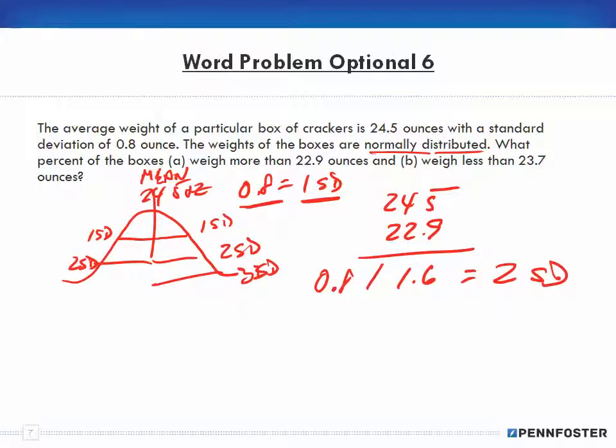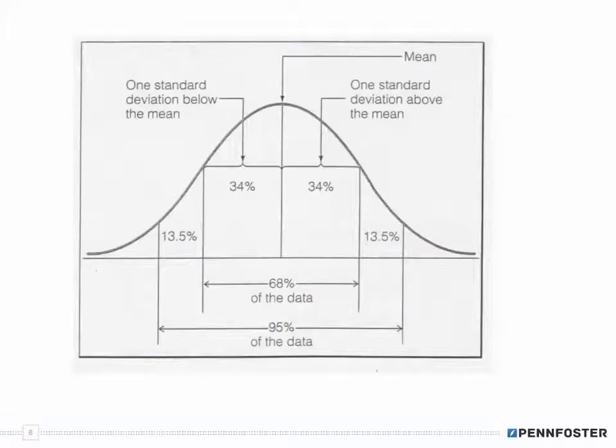let me jump over to the next slide to make it a little bit more graphical. I'm just going to use this same slide again for not only problem 5, but 6 and 7 also. So here's our mean at 24.5 ounces. And we've determined that we're at 2 standard deviations, which is right here, at 22.9 ounces.